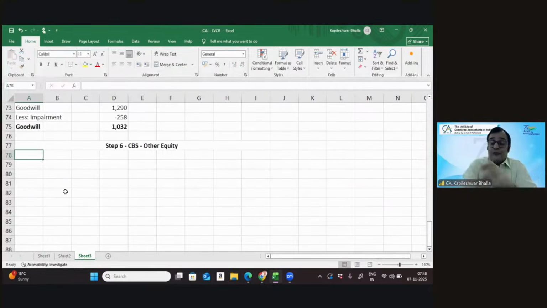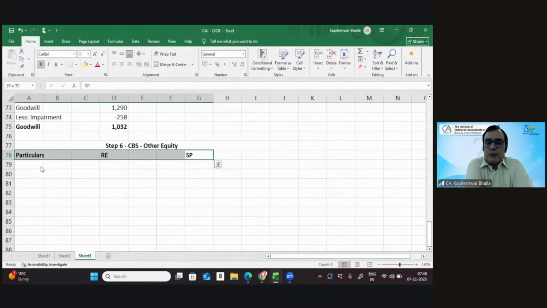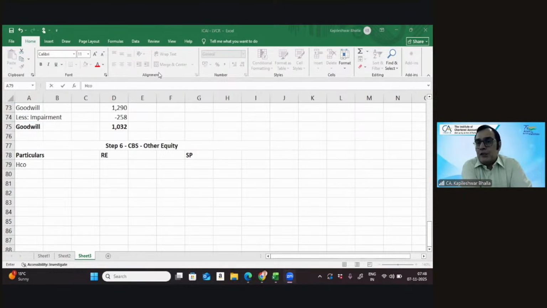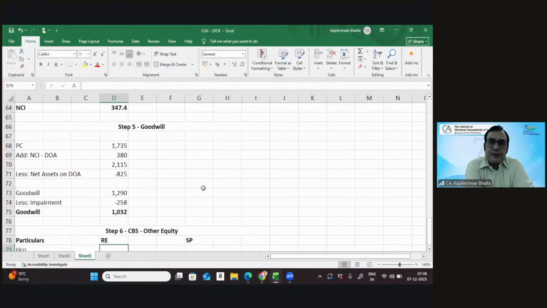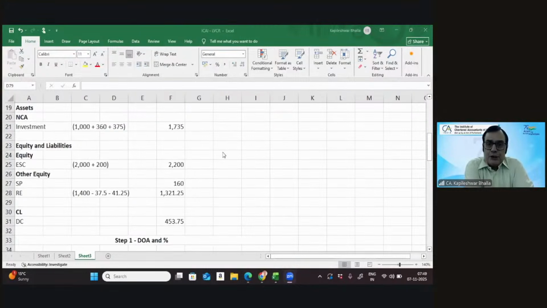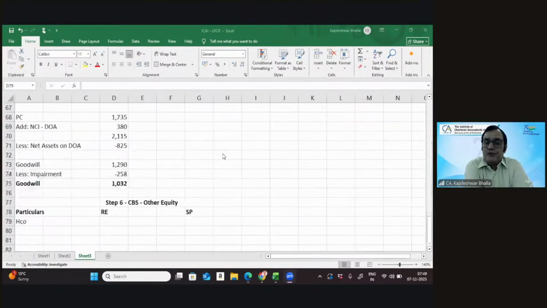Now, we need to be careful. Would you like to tell me where you are going to pick up the holding company's own equity in terms of RE and in terms of share premium? So what is the focus point? Where are you going to pick up the information for the holding company's own other equity in this case? Wonderful. Extract balance sheet is what we need to pick up. So let's go back to the extract balance sheet and pick up the information. That's good. So I guess the share premium is 160 and the retained earnings is 1321.25.